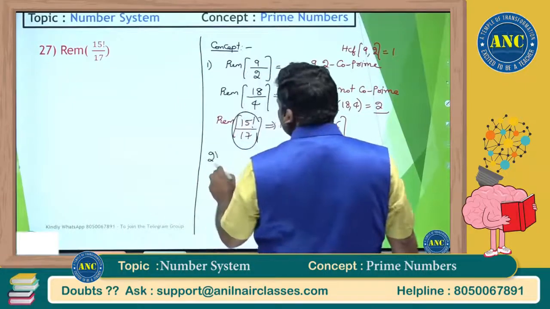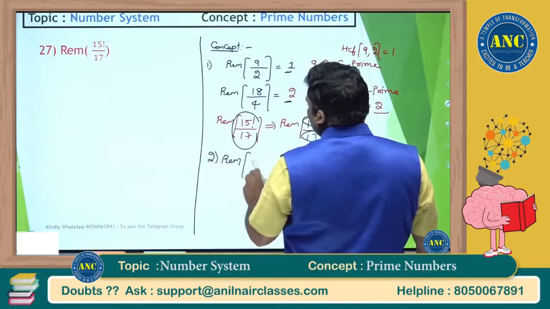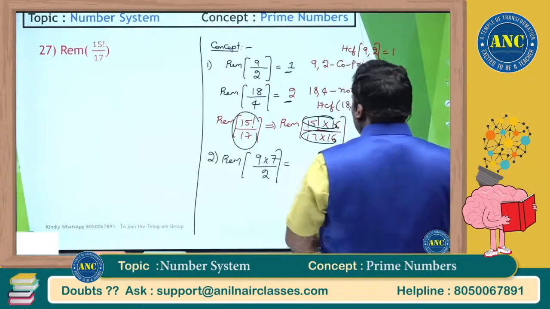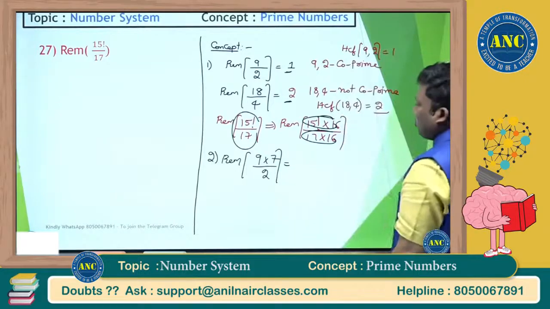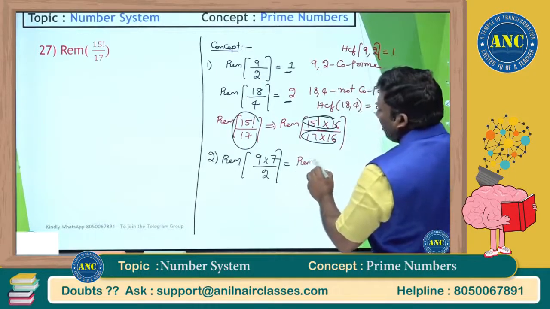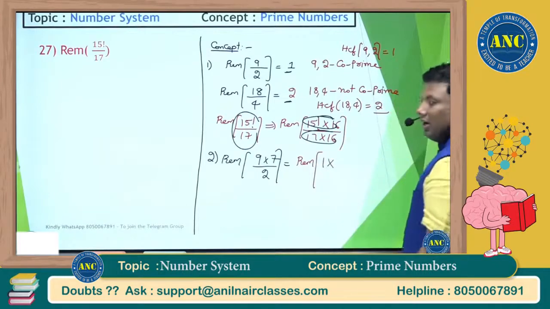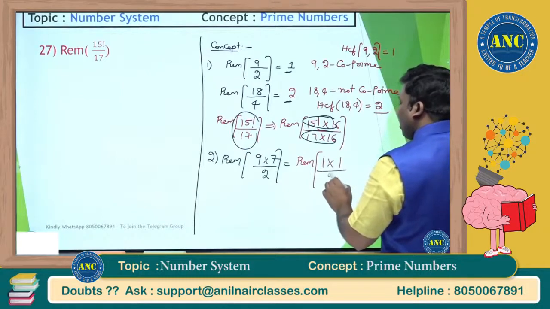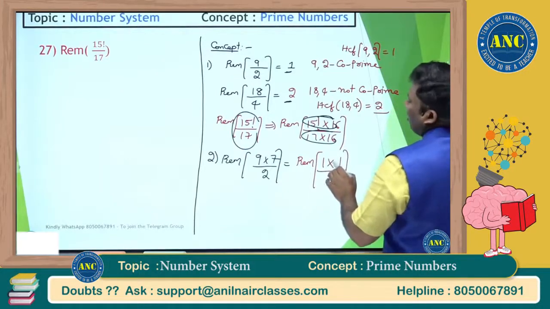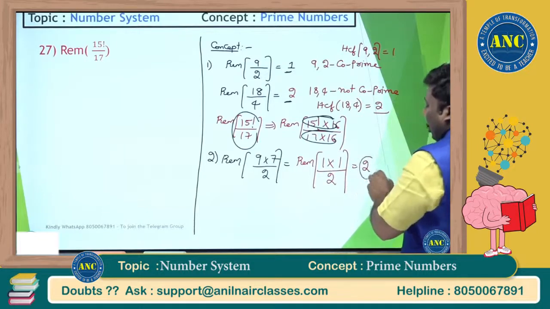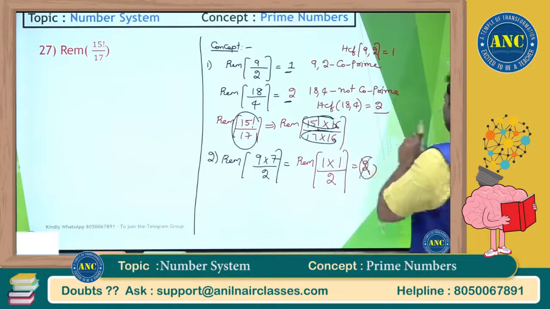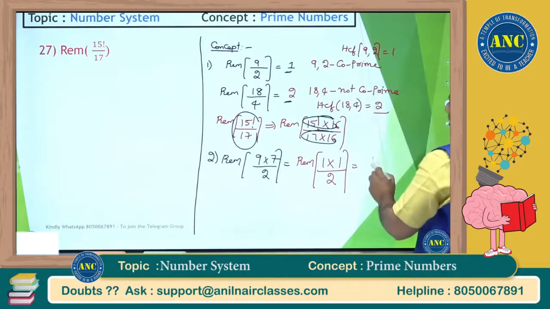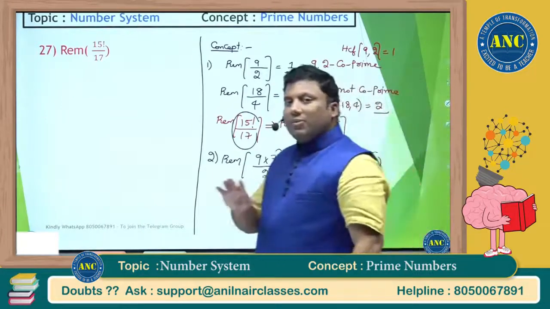Second concept: 9 into 7 divided by 2. Now see here, 9 divided by 2: 2 fours are 8, remainder 1. 2 threes are 6, remainder 1. As long as the numerator is less than the denominator, it does not matter how many times you divide.